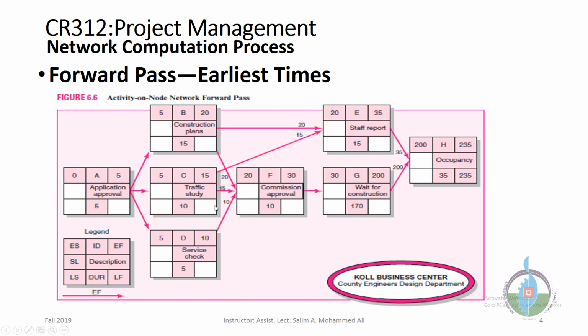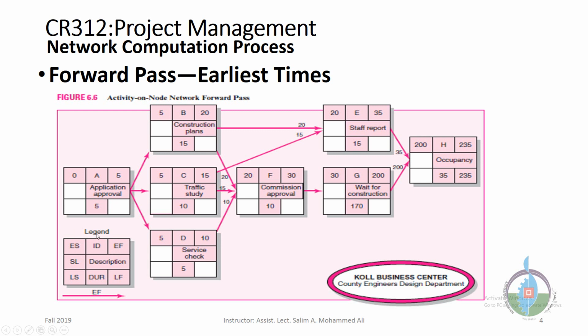Before that, let's discuss the diagram legend for the activity of the network. In this legend, there are 5 items. Actually, there are 1, 2, 3, 4, 5, 6, 7, 8. There are 8 symbols or components of the activity.